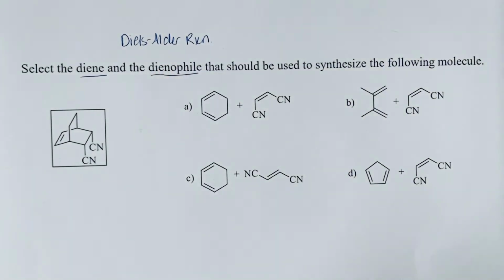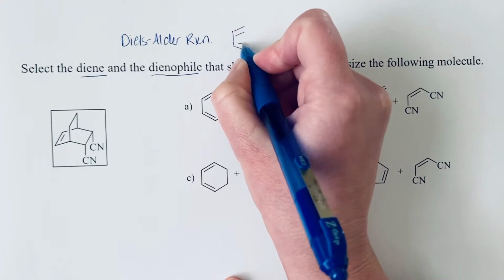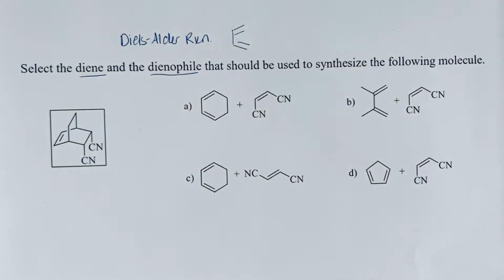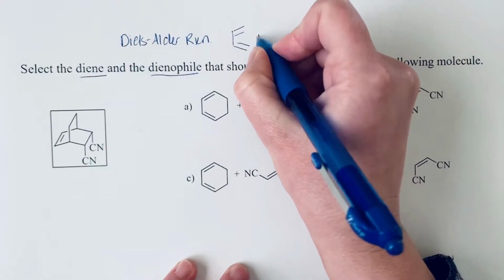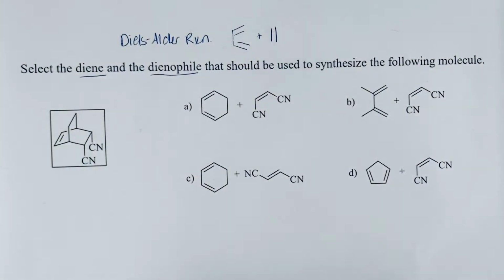And so the Diels-Alder reaction is a reaction between a conjugated diene, one that can adopt this S-cis conformation, and a dienophile. And the dienophile needs to have at least one pi bond. And so these are the 6 carbon atoms that are required for a Diels-Alder reaction to take place.